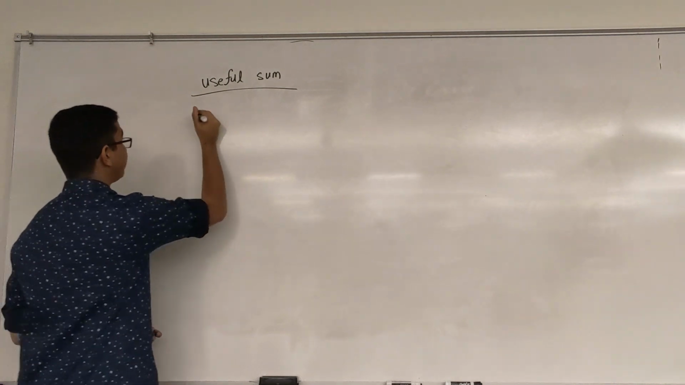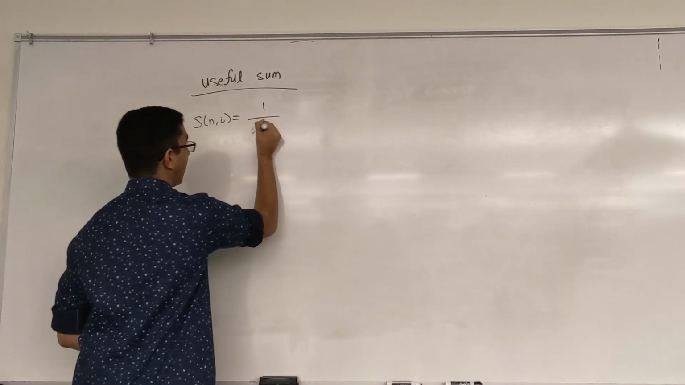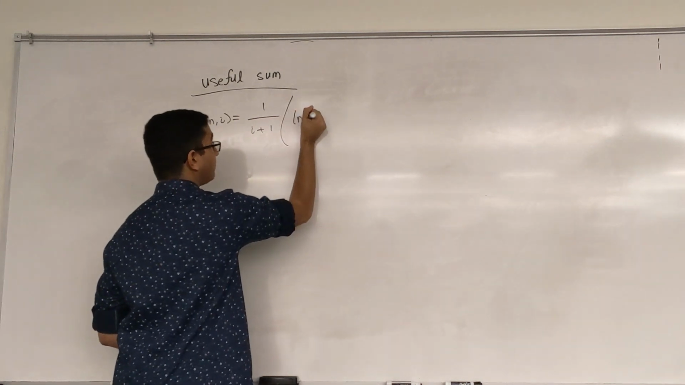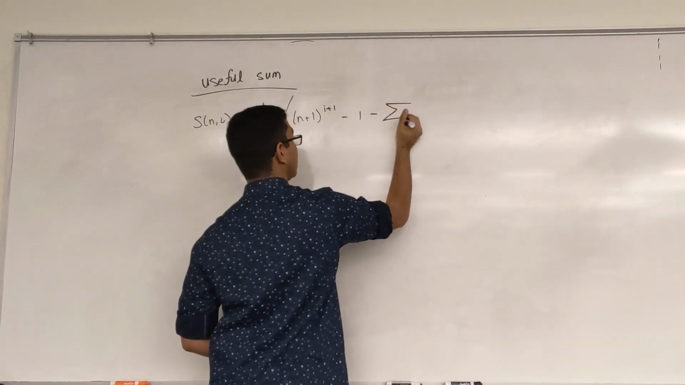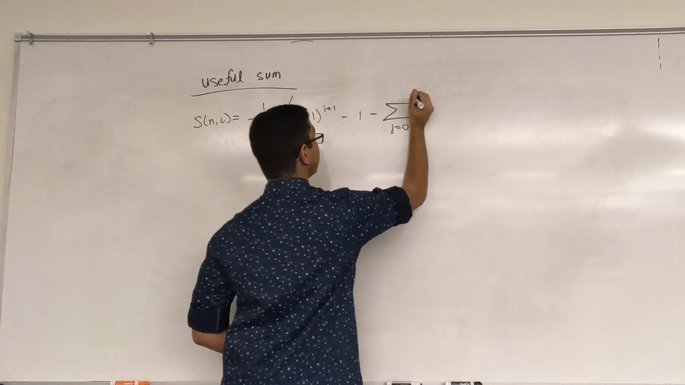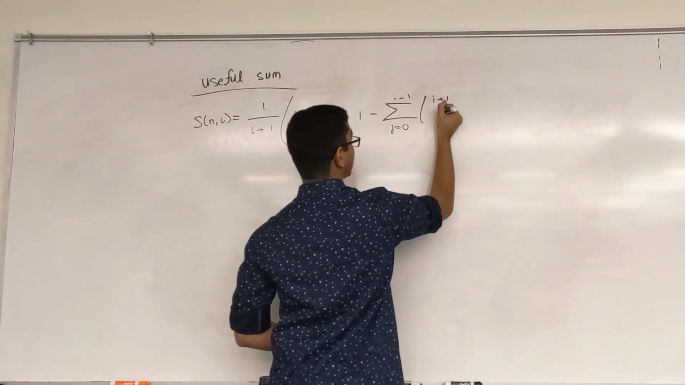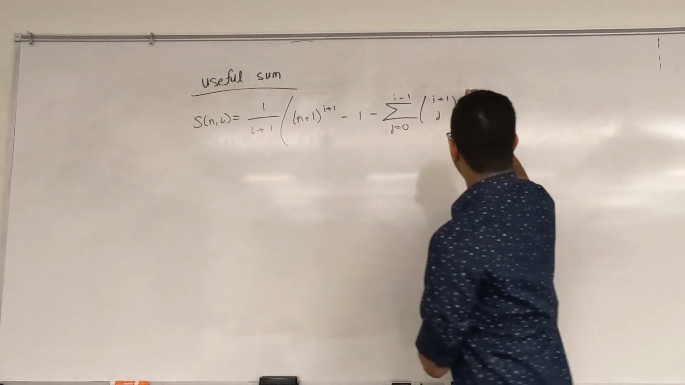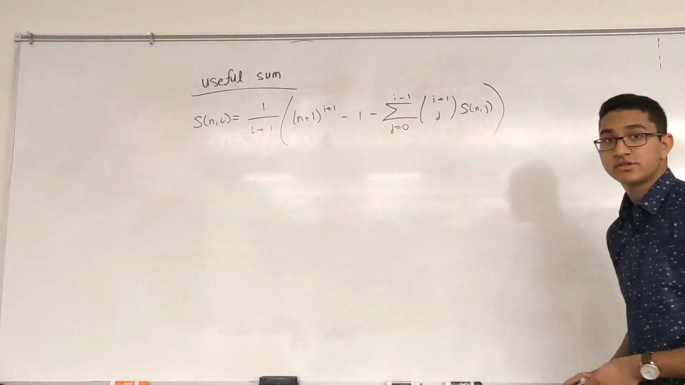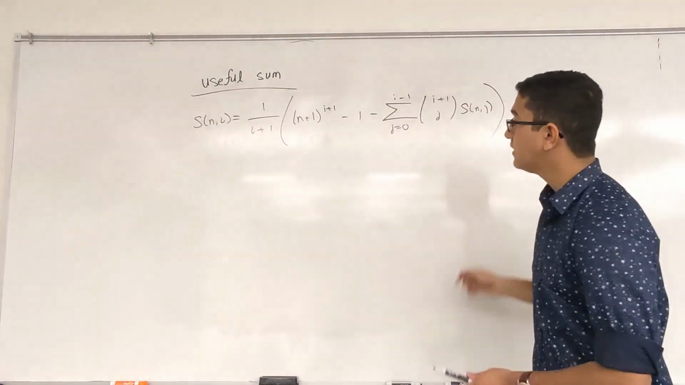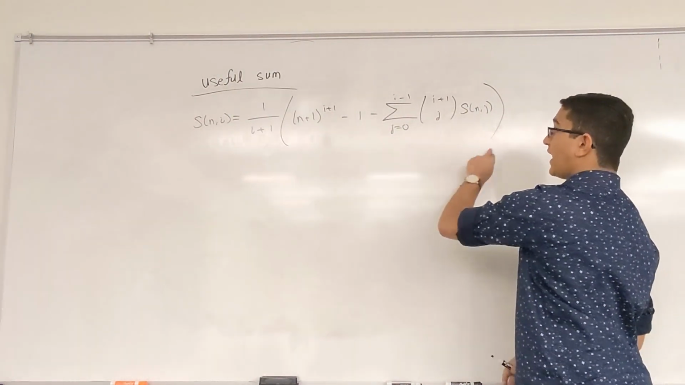So I want to define this function, S of n comma i, which is simply 1 over i plus 1, times n plus 1 to the i plus 1, minus the summation from j equal to 0 to i minus 1 of i plus 1 choose j, and this is the recursive part, S of n comma j, like that. So we're dividing this entire thing by i plus 1, and we're doing n plus 1 raised to the i plus 1, subtracting 1, and then subtracting the summation.